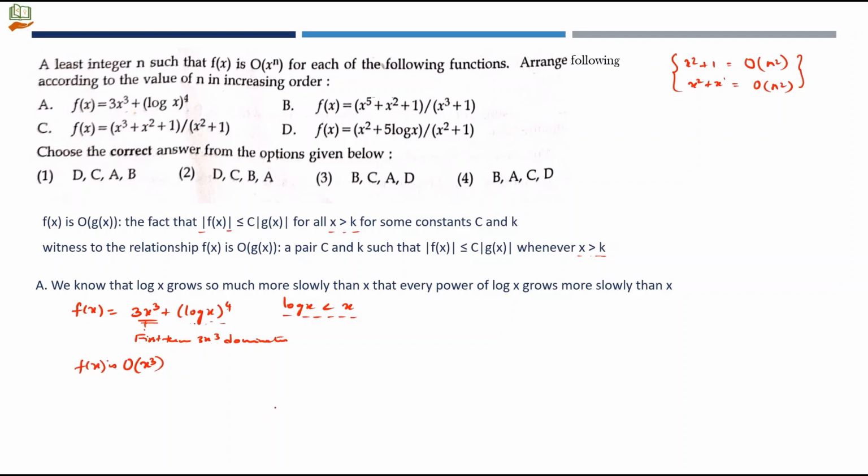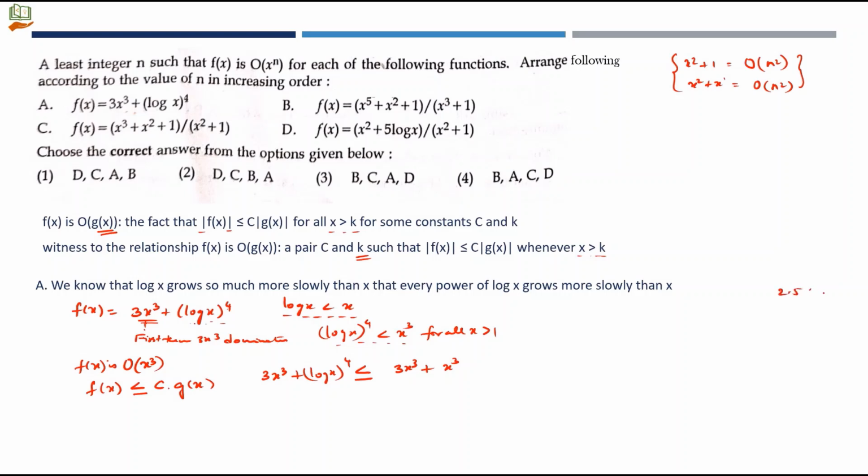F of x is big O of x cube because we know log x is less than x. We have to present this in this form. So let's take 3x cube plus log x power 4 less than or equal to 3x cube, which will stay as it is. How do you evaluate log x the whole power 4? This is also less than x cube, a degree lower, because here we have the term log x is less than x. In that angle we can say that log x the whole power 4 will be less than x cube, and this is for all x greater than 1.